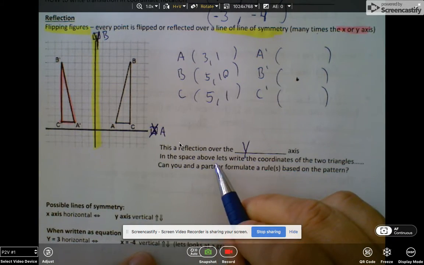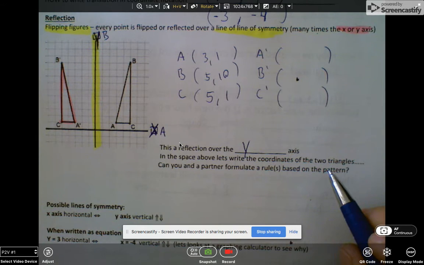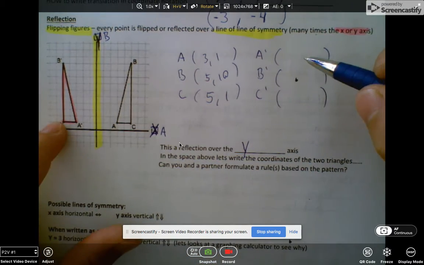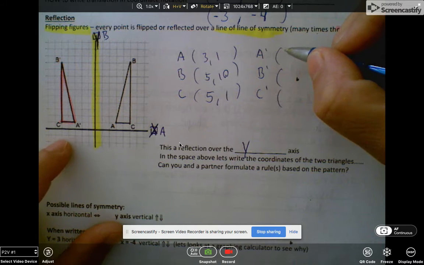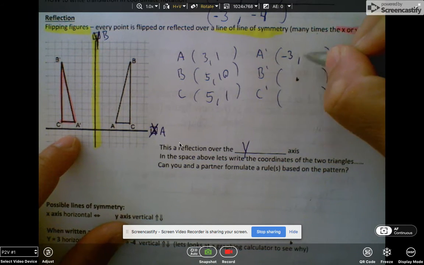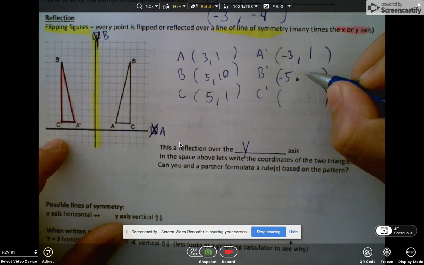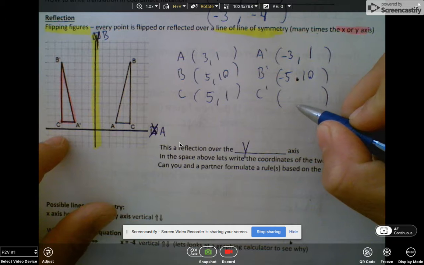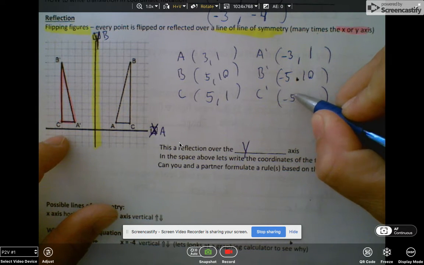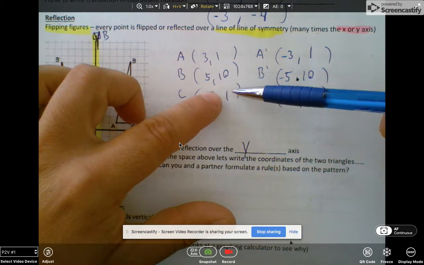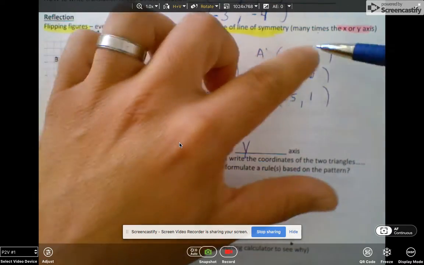So I'll write here, this is a reflection over the y-axis. In the space above, let's write the coordinates of the two triangles and see if we notice any type of pattern. So I already did A, B, and C. So the new A prime, B prime, C prime looks like this. This is -3, 1. B prime is -5, and then it goes up 10. And then C prime is -5, 1. So I'll pause this and see if you can find any patterns if you look at the X's and Y's for the pre-image and then the X's and the Y's for the image.